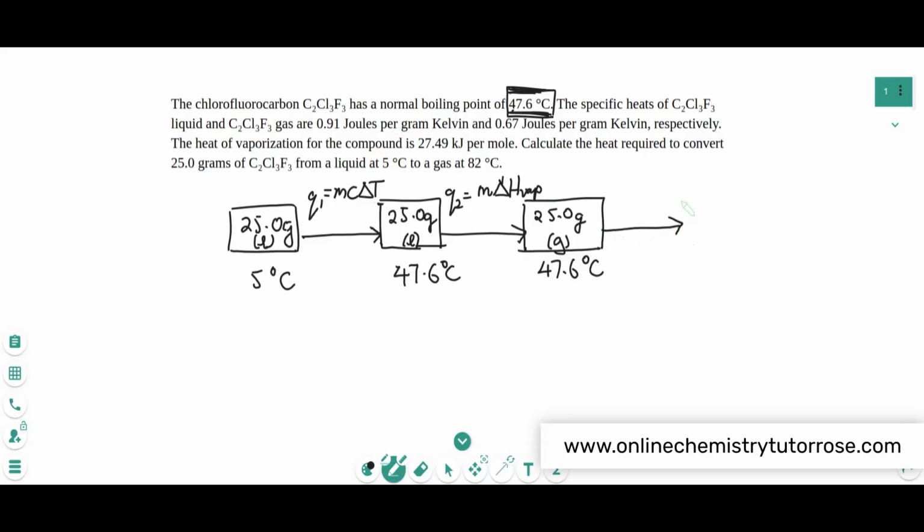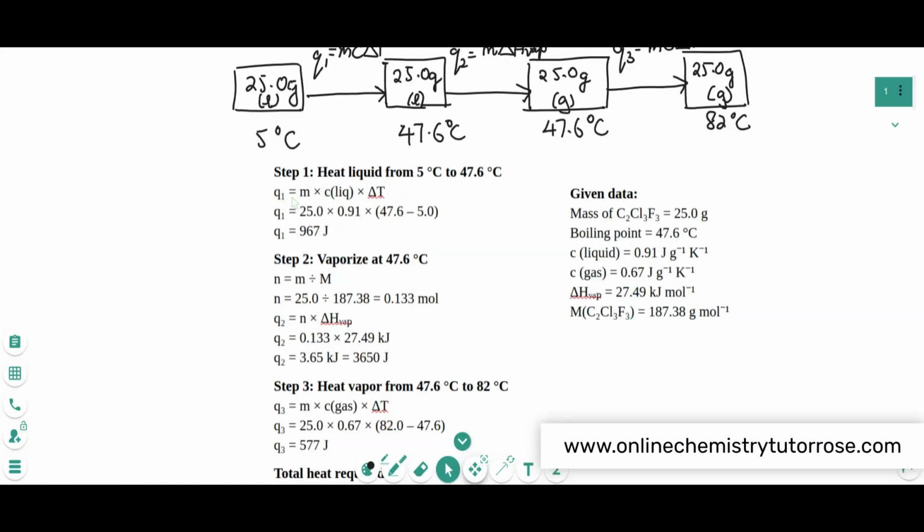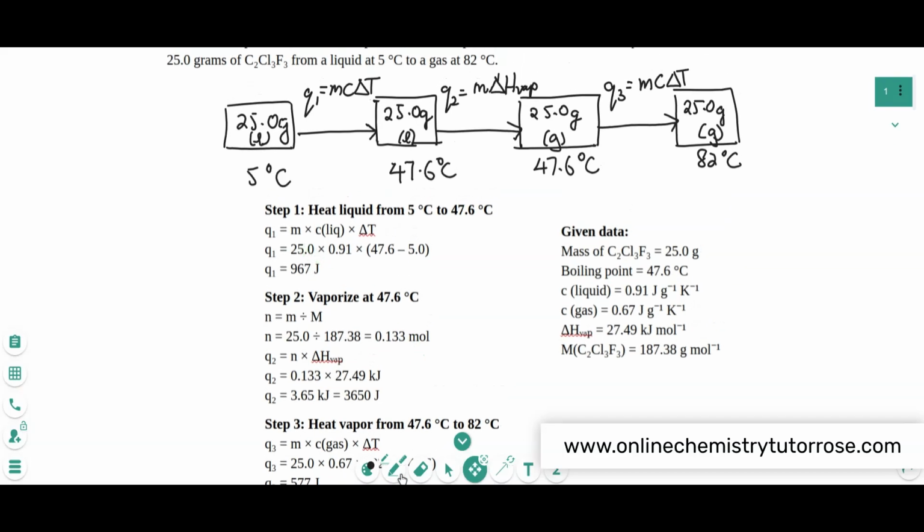Next, I need to raise the temperature of this gas all the way to 82 degrees Celsius, which is the last step. Since there is no phase change, it's just an increase in temperature of the gas. Step 3, Q3, is mass times specific heat of the gas times change in temperature of the gas. This is the given data. For step 1, Q equals mc delta T, I've used the mass of the liquid times the specific heat of the liquid, which is 0.91, and then the change in temperature is the final temperature of 47.6 minus the initial 5. The heat required is 967 joules.